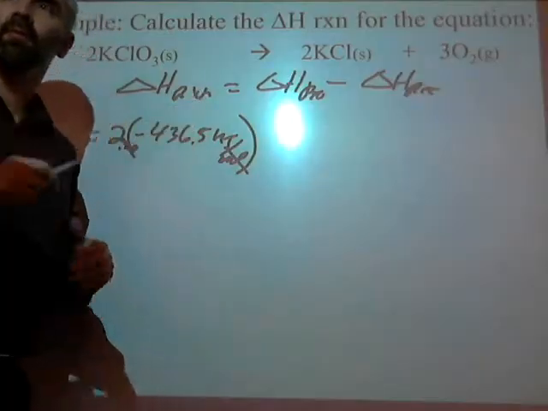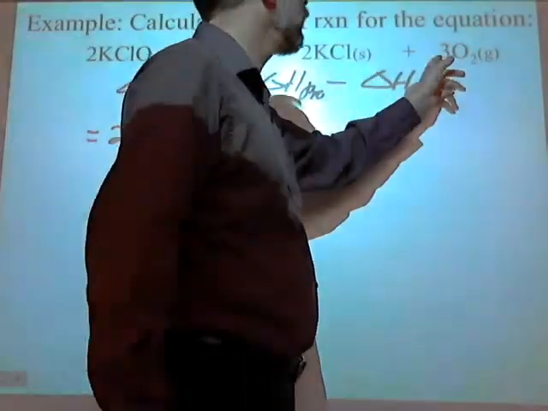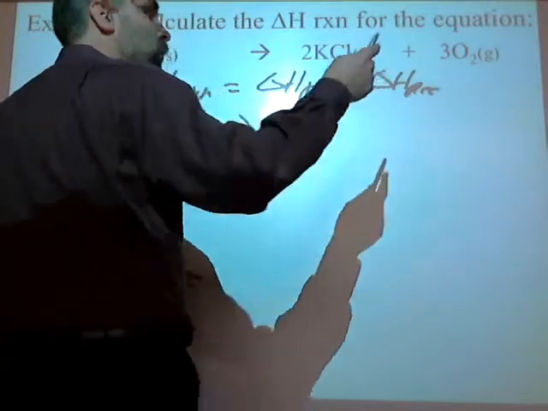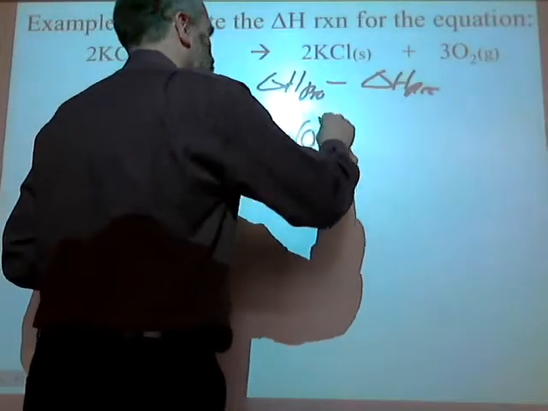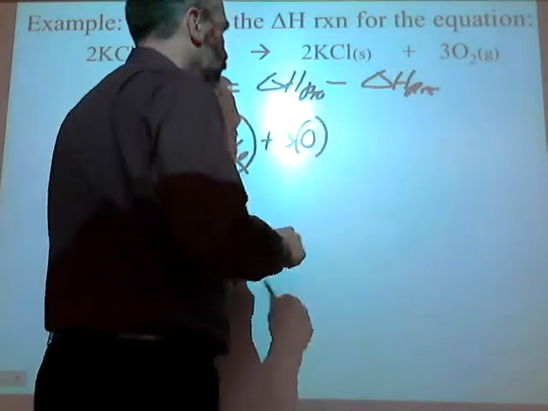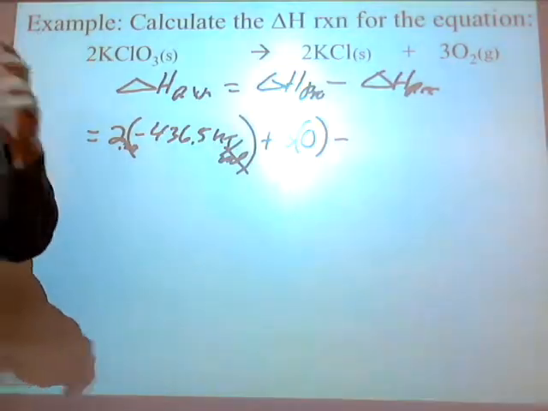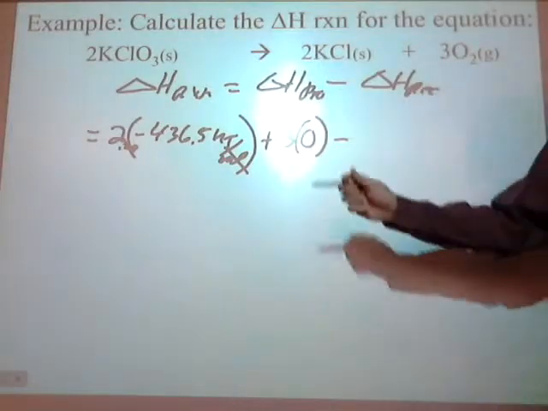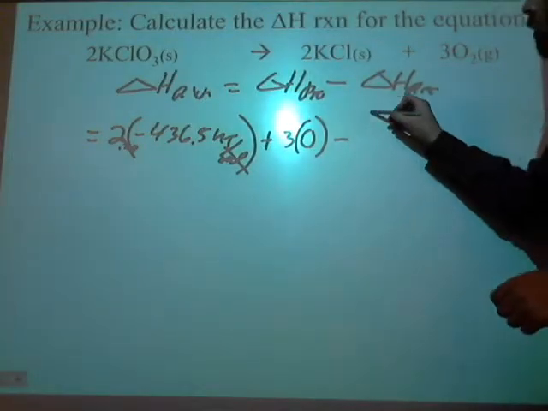Now, something else. My next one, who's also a product, is 3 times oxygen. What's that going to be? If you look up oxygen, it's in its standard state, so it's 0. Exactly. And then minus. In this case, watch what I do here. Although it's not really important in this problem, it would be important if I had more than one reactant, and in most problems I'm going to have more than one reactant. I'm going to use brackets.